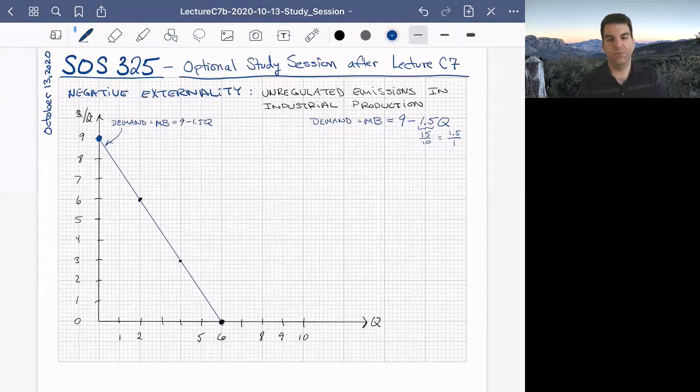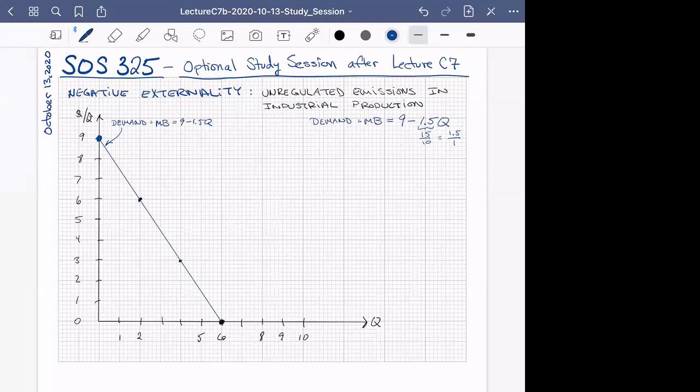Are there any questions before I move on, like, I don't see how you drew that, or how did you get from 9 minus 1.5Q to that line? Does all that make enough sense so far? I just want to make sure that if we're making graphs using rulers and straight lines, we're able to use our graphing calculators to make graphs like this, right?